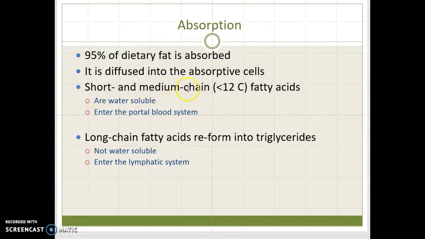But because short and medium chain fatty acids are more water soluble, when they have the phospholipid attached to them, they can go right into the portal blood system. They don't need to go into the lymphatic system.